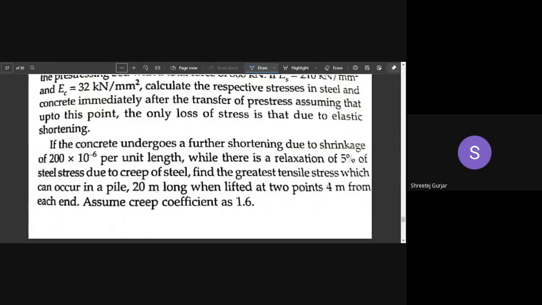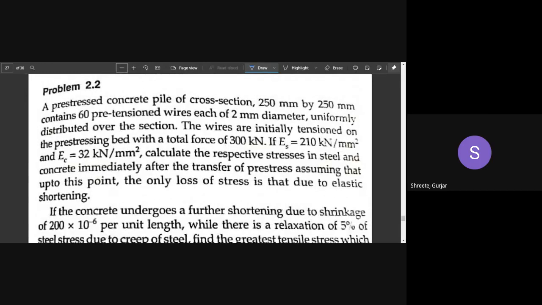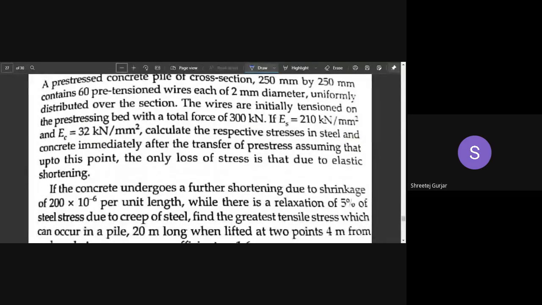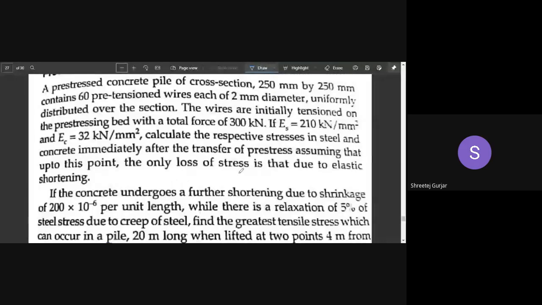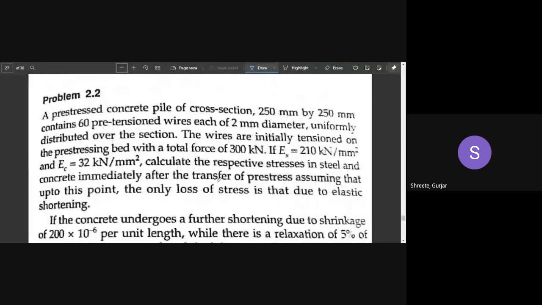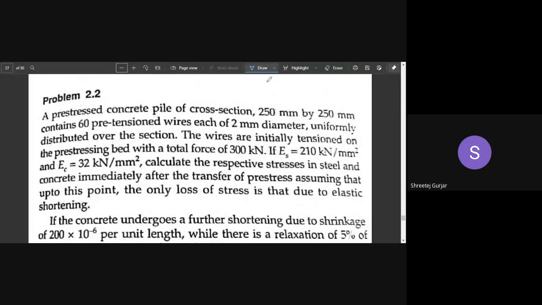Okay, thank you. So what we have is a concrete pile. We are dealing with losses in a pre-stressed concrete pile. This is a unique example which we are going to solve now. We have a pre-stressed concrete pile of cross section 250 by 250. It is a square pile.